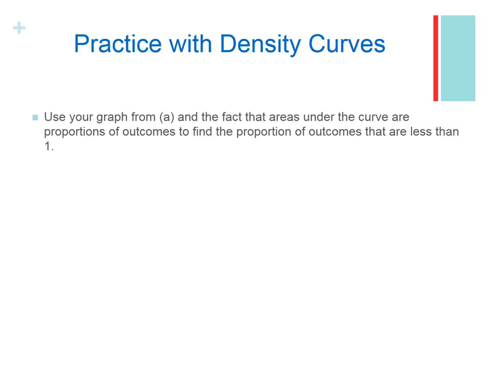All right, so using your graph that we just took a look at on the previous page, and the fact that the areas under the curve are proportions of outcomes, find the proportion of outcomes that are less than one. Hopefully you have that graph drawn on your paper somewhere. Take a few minutes and see if you can find the proportion of outcomes that are less than one.